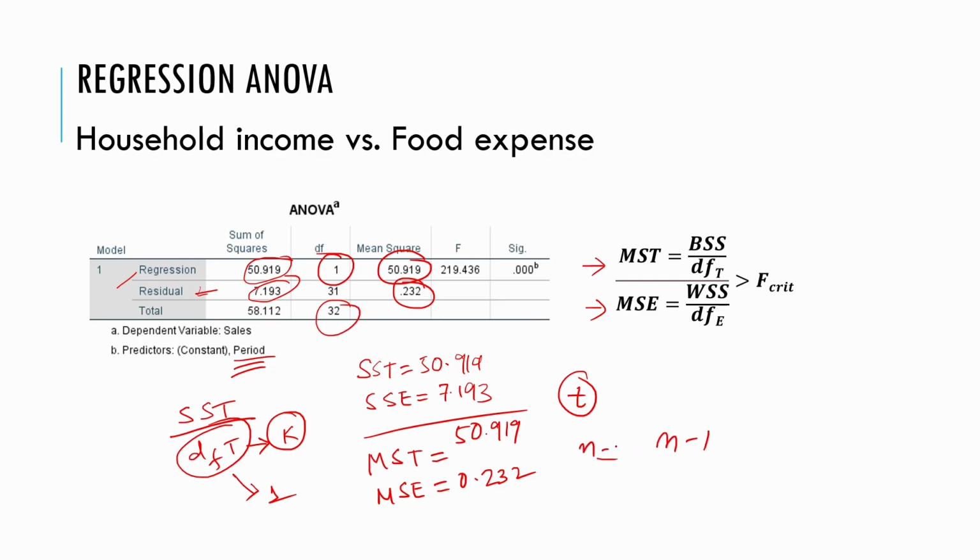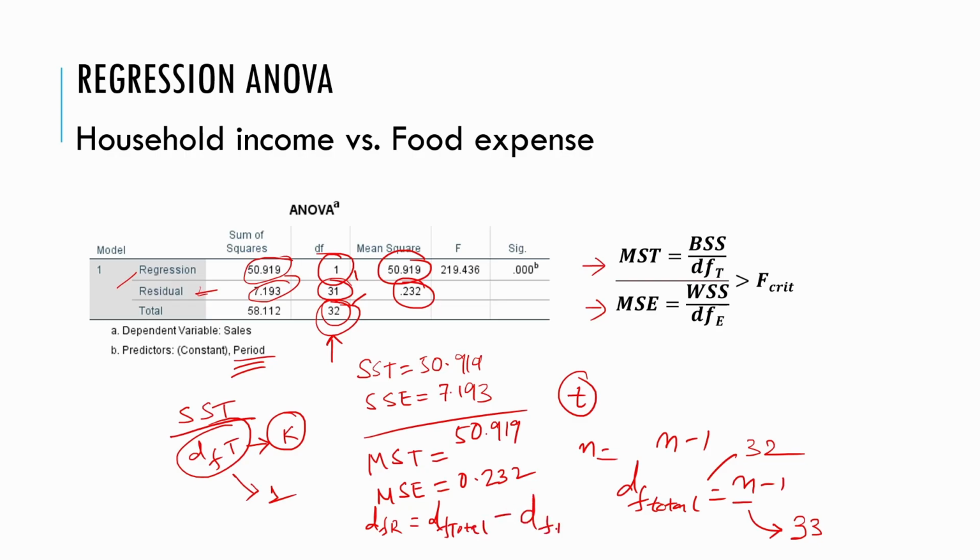Degrees of freedom of total, that is n minus 1. What is n? N is your total number of samples. In this case this was 33, so this is 33 minus 1, that is 32. See, 32 here. And since this is the total, you subtract this one from this one to get this one. So the degrees of freedom of residual is equal to degrees of freedom total minus degrees of freedom treatment. That is, in this case, how much? 32 minus 1, that is equal to 31.